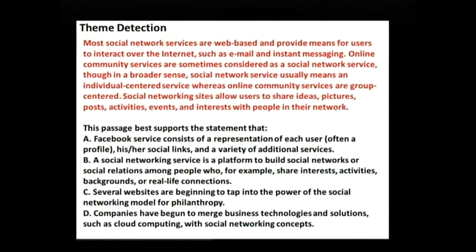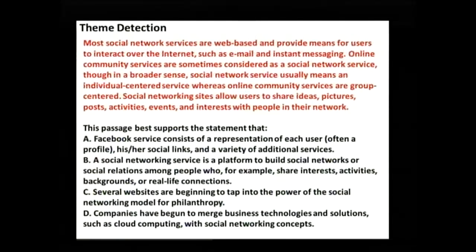This is the first one. I'm going to read out the passage, then we'll look at the questions. Most social network services are web-based and provide means for users to interact over the internet, such as email and instant messaging. Online community services are sometimes considered as a social network service, though in broader sense, social network service usually means an individual-centered service, whereas online community service are group-centered. Social networking sites allow users to share ideas, pictures, posts, activities, events, and interests with people in their network.